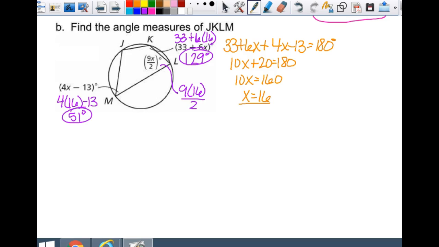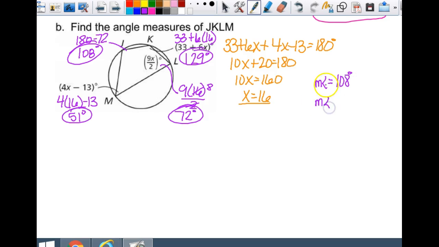So I think you've gotten at least this far. Now, talking about working smarter and not harder, when I do 9 times 16 over 2, do I have to actually do 9 times 16 first? No. What is 16 divided by 2? 8. So this is just 9 times 8, which is 72 degrees. And then to figure out J, that's just 180 minus 72, which is going to give me 108. So the measure of angle J is equal to 108.